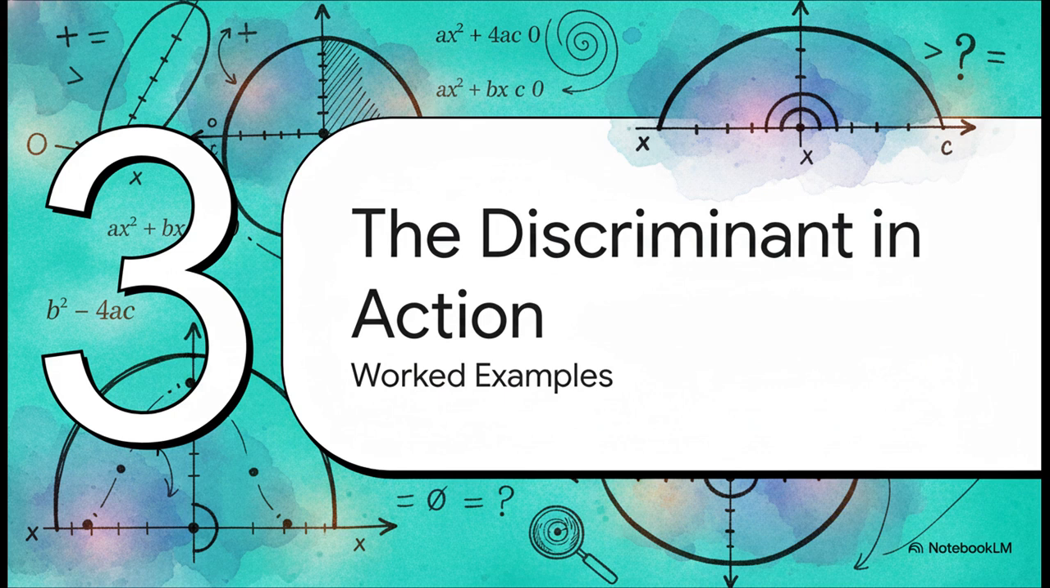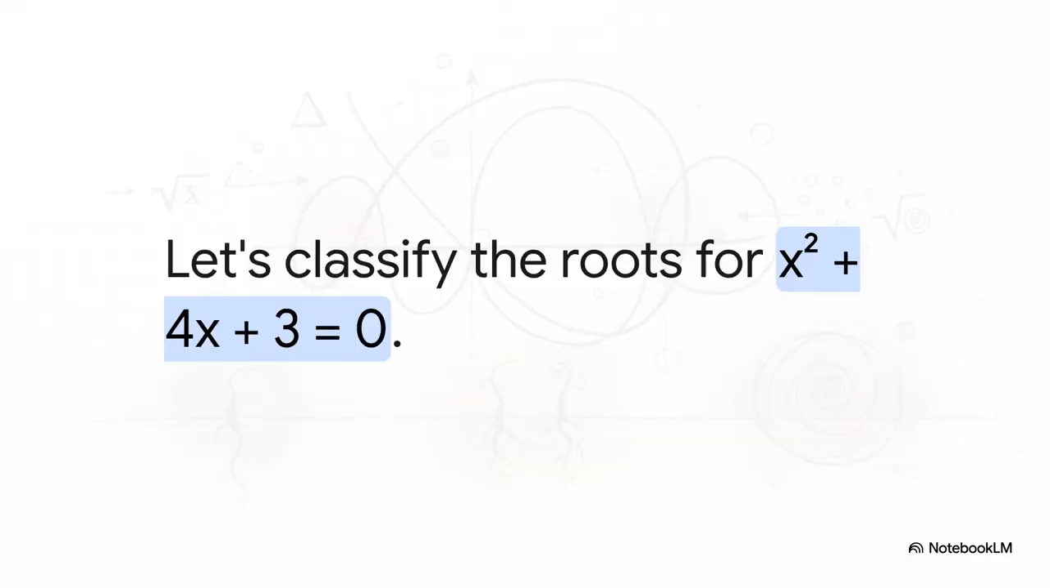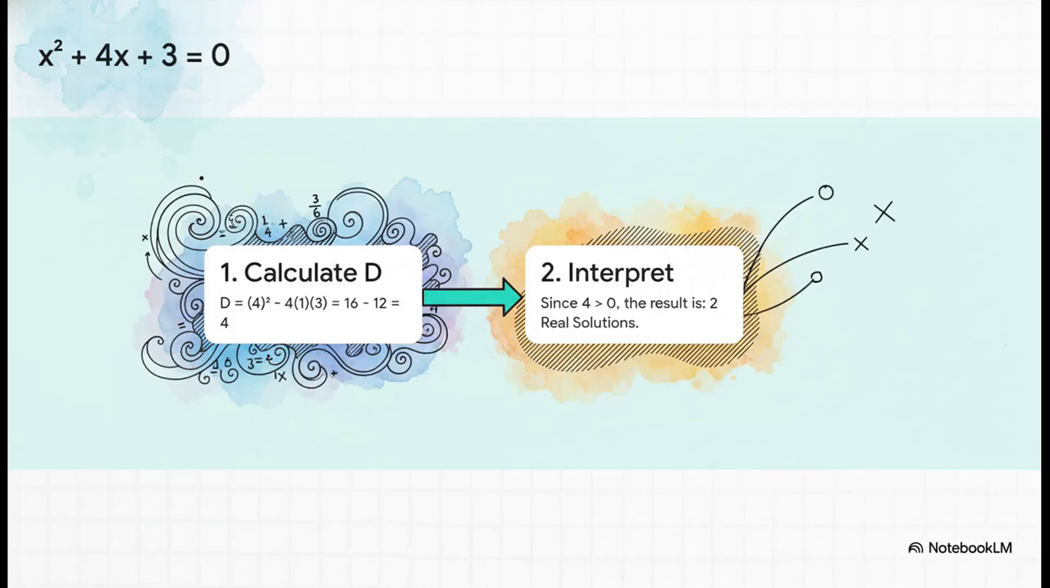We're going to put the discriminant to the test and see what it tells us. Let's do this. All right, first up, we have x squared plus 4x plus 3 equals 0. So our a is 1, b is 4, and c is 3. Let's just plug those numbers right into our discriminant formula. So we get D equals 4 squared minus 4 times 1 times 3. That works out to 16 minus 12, which is 4.